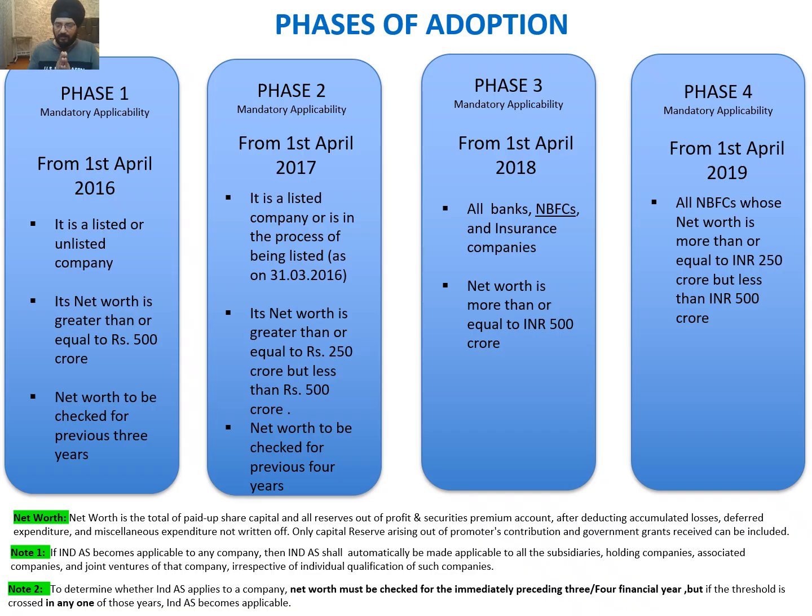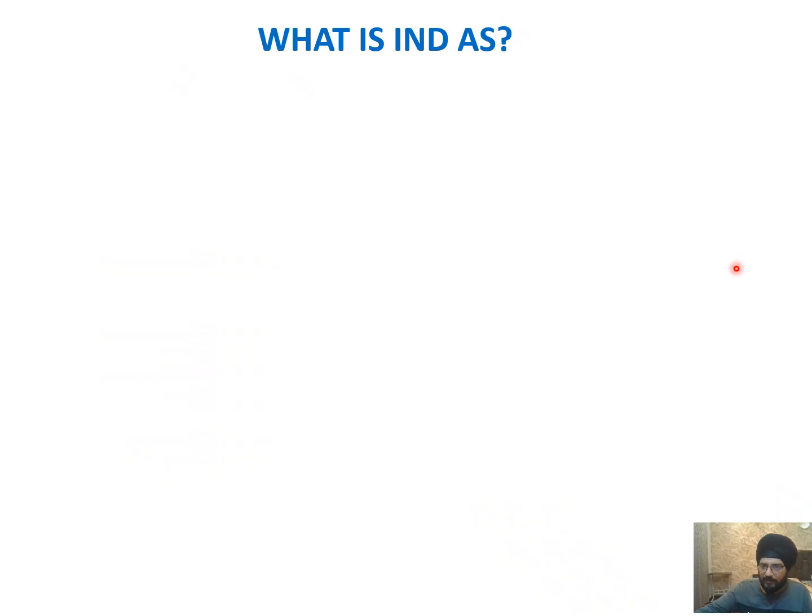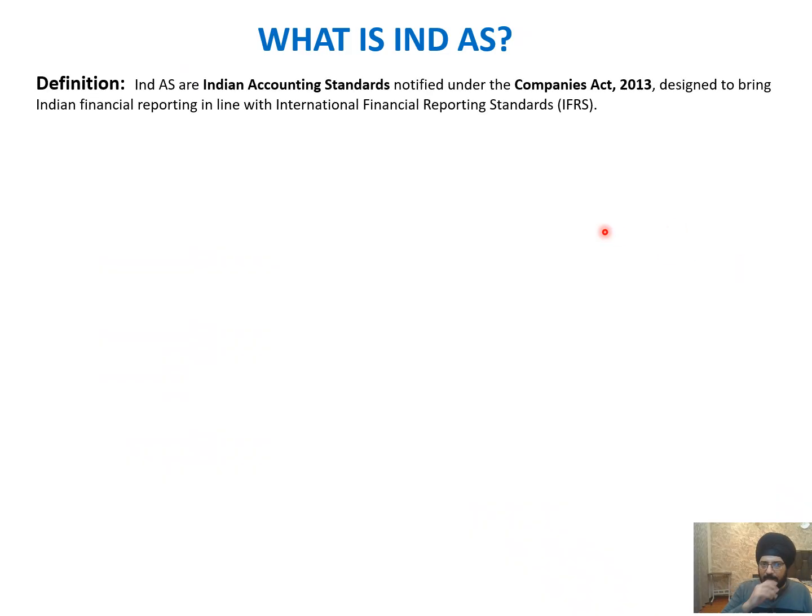So with this, we are clear in terms of which companies have to adopt what. Let's just quickly move to the next slide and see what is IND AS and why IND AS. Okay, what is IND AS? So IND AS are the Indian accounting standards notified under the Companies Act 2013, designed to bring Indian financial reporting in line with the International Financial Reporting Standards. So the intent was very clear. With many countries having adopted the IFRS, it was always good that Indian companies should also adopt the standard which is like IFRS or equivalent to IFRS. So IND AS is equivalent to IFRS.